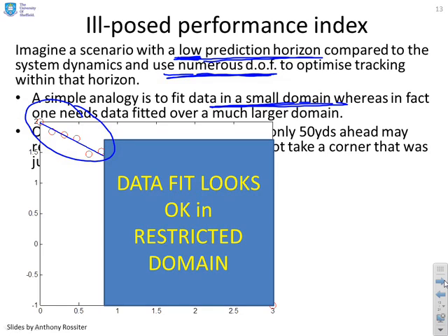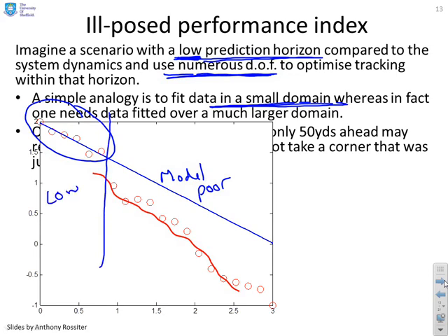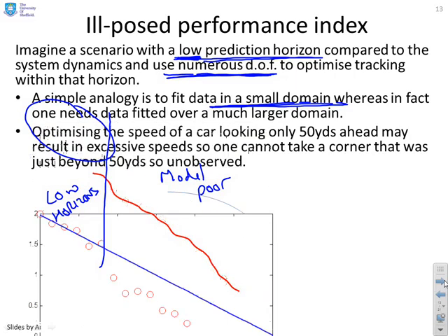So what happens when I look at the whole horizon is this. You'll see that the actual data drifts over here, and so my model is now poor. Now what's caused this problem? The problem is that I've used low horizons. So I've focused all my effort on minimizing the errors over low horizons and assumed that everything will be alright thereafter, and it isn't. Okay?